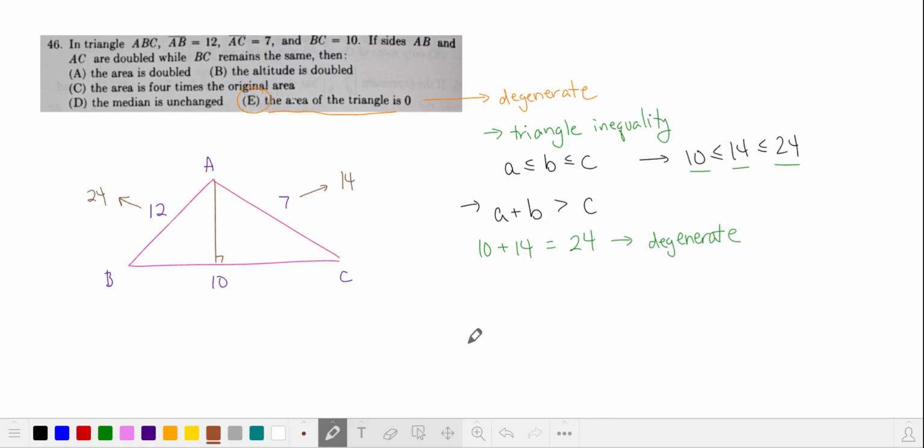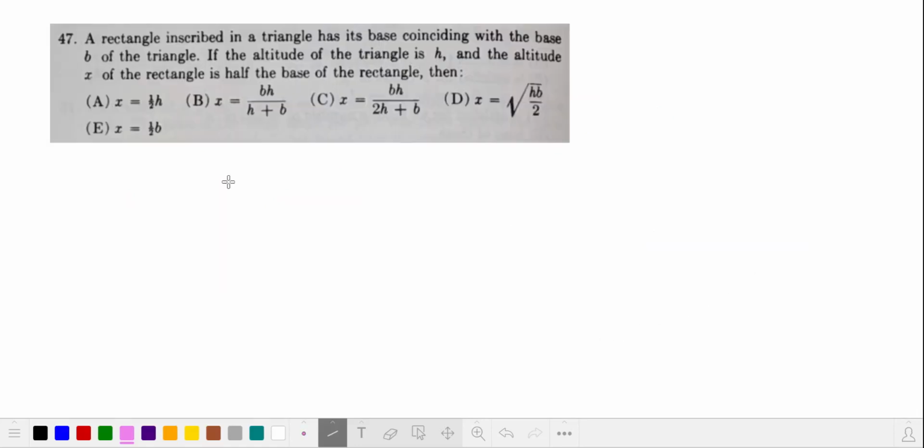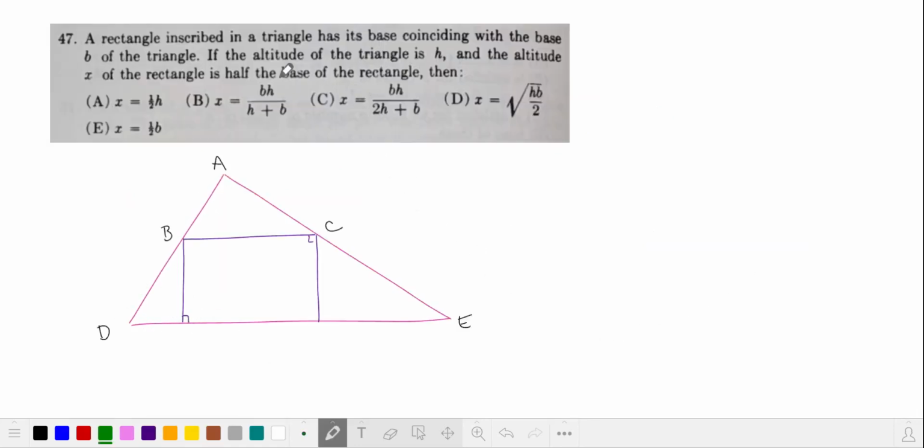Let's go on to the next final 5 problem, number 47. Let's draw this triangle again, and we have a rectangle that's inscribed in it. We'll label some of these lengths, starting with the base of the triangle is B, and the altitude is H. The altitude of the rectangle is half of the base. They're calling this X. If I let W be the width of this rectangle, then X is W over 2. I want to find a relationship between X and B and H.